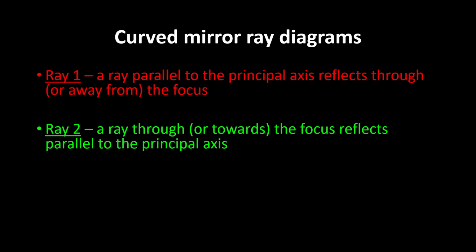The second one is the opposite of that, a ray that is through or towards the focus, if the focus is behind the mirror. It will always reflect parallel to the principal axis. So those two are just kind of the opposite of each other.